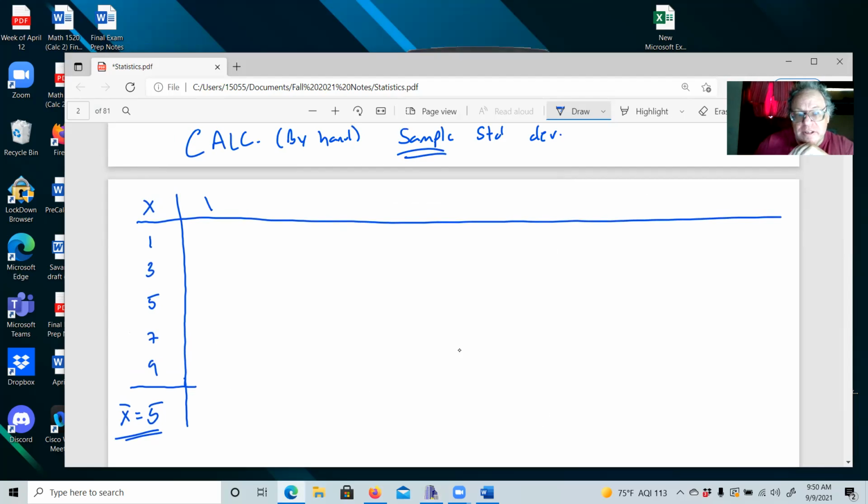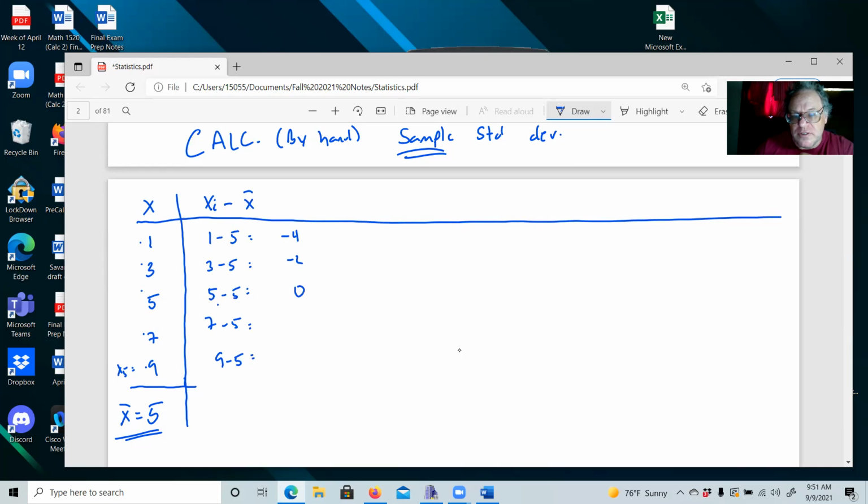So the next thing we're going to do is take our xi's. X1 is 1, X2 is 3, X3 is 5. So it's just in order: the first one, second one, and so on up to x5. So xi minus x bar. Just real slow. It's 1 minus 5, 3 minus 5, 5 minus 5, 7 minus 5, 9 minus 5. What are these equal? It's 1 minus 5, that's minus 4. That's minus 2. 0, 2, 4.